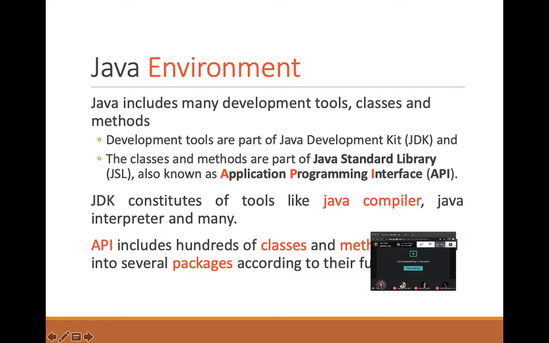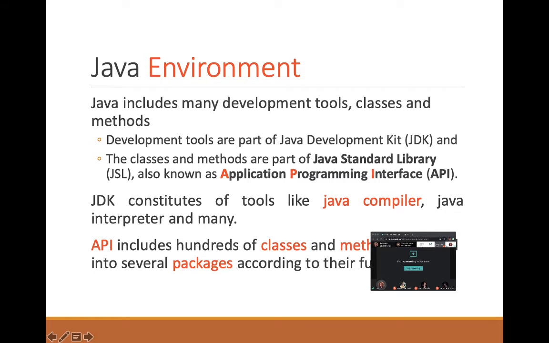Java environment. Java includes many development tools, classes, and methods. Development tools are part of Java Development Kit, so-called JDK. And the classes and methods are part of Java Standard Library, also known as Application Program Interface or the API. JDK constitutes tools like Java compiler, Java interpreter, and many more. API includes hundreds of classes and methods grouped into several packages according to their functionality.